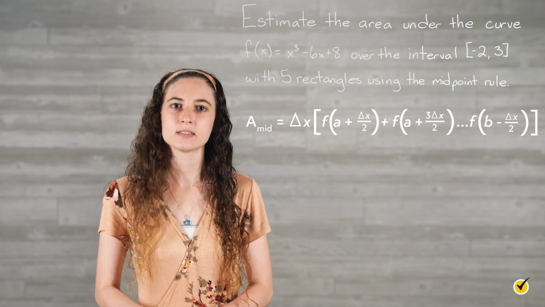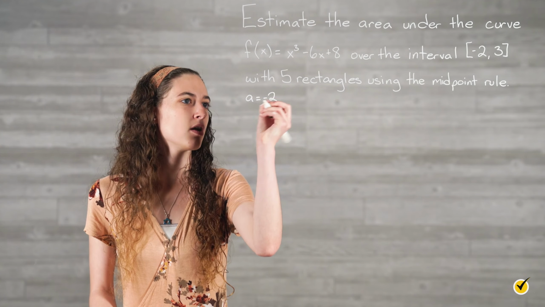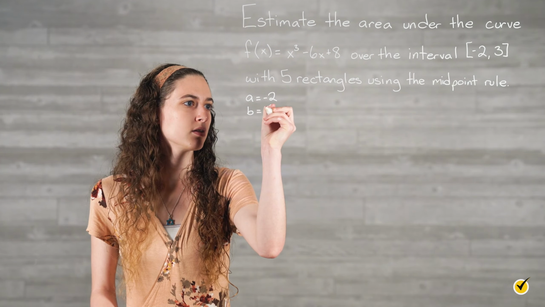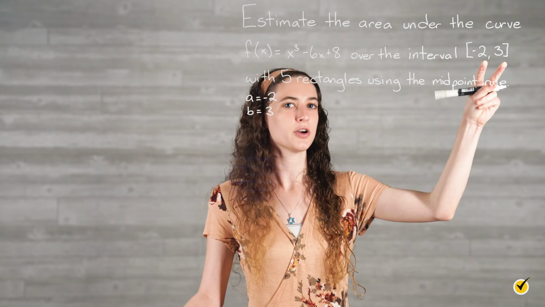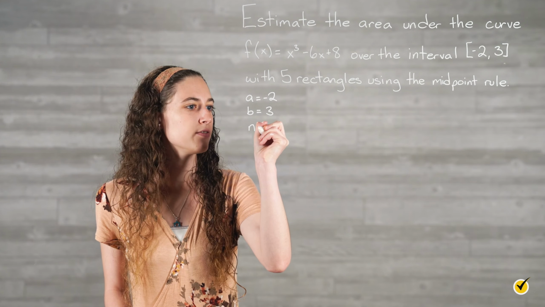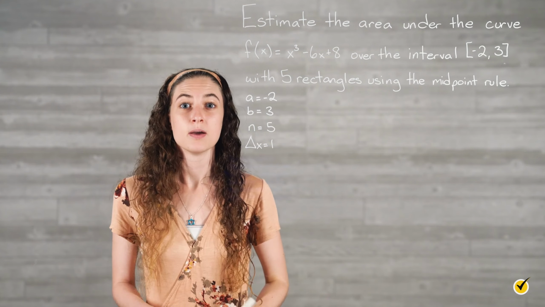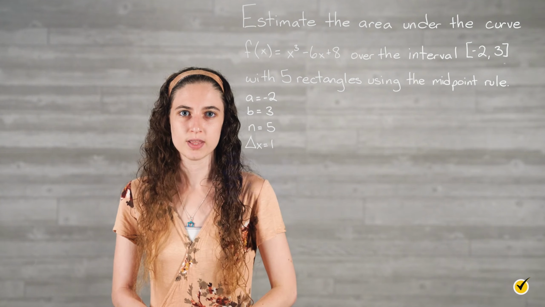Let's take a minute to see how this applies to our practice problem. a equals -2, b equals 3, because those are the endpoints of our interval, n equals 5, because that's the number of rectangles we want to use, and change in x equals 1, meaning that each rectangle is going to have a width of 1.